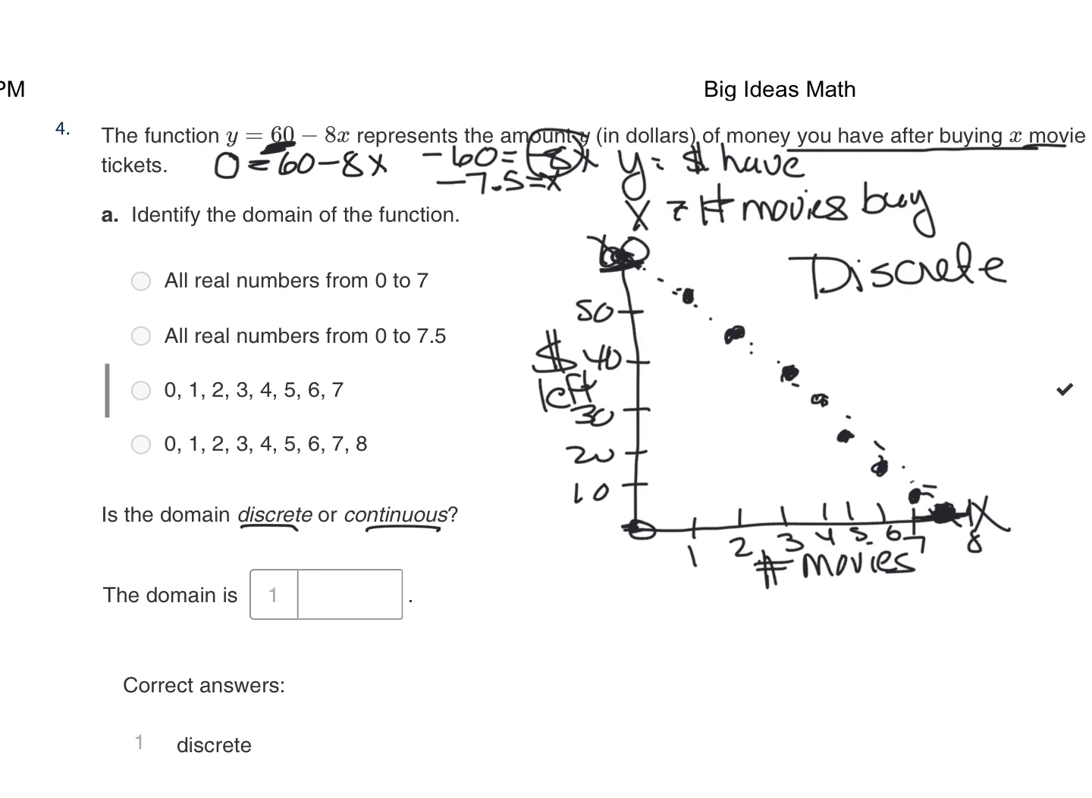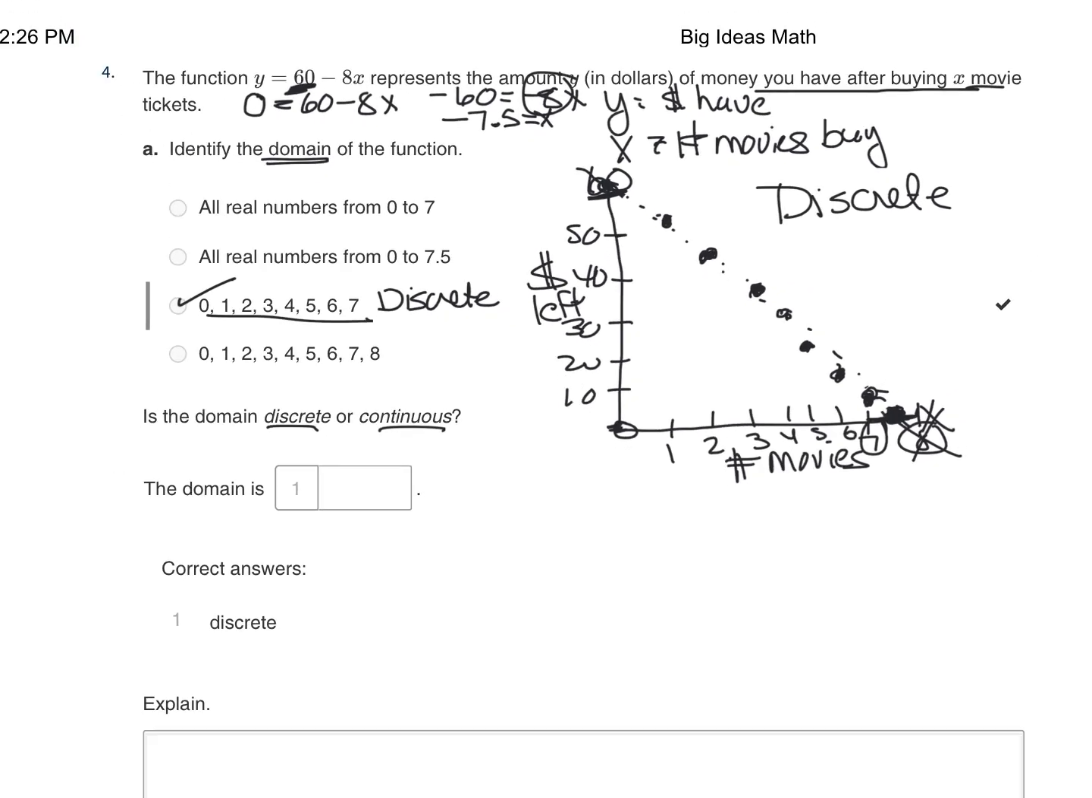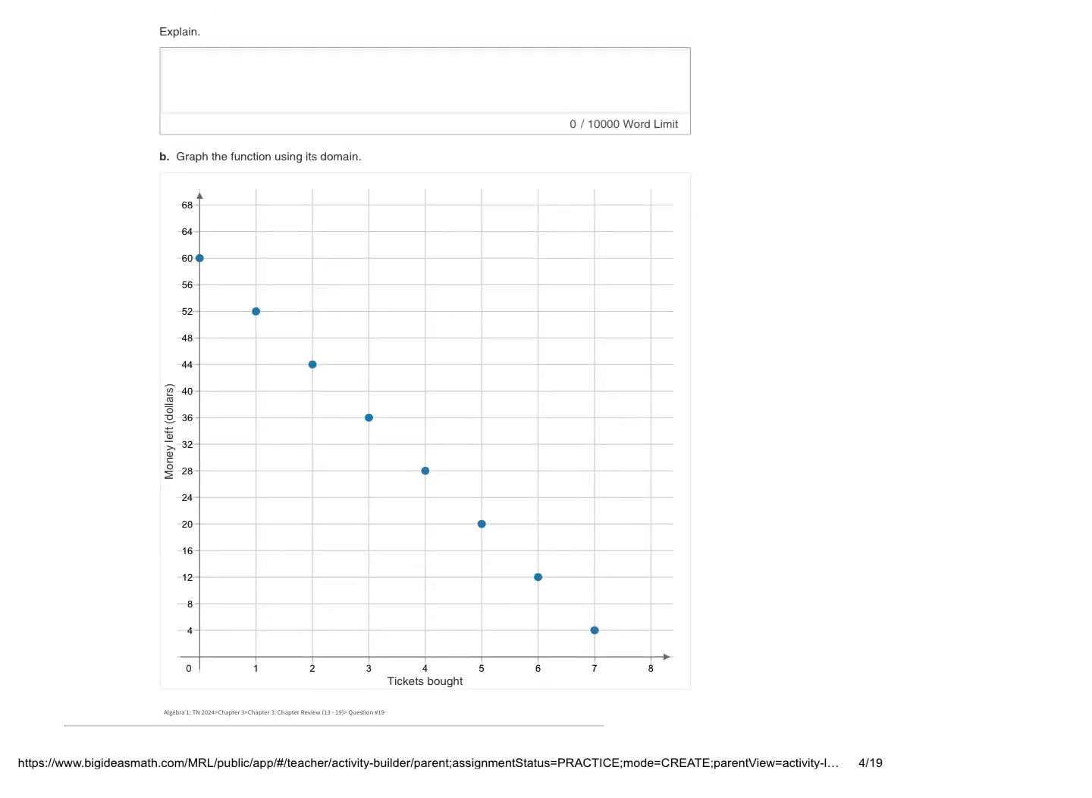Okay? All right, so what would my domain be? Can I buy 8 videos? No, but I can buy 7, right? So it's going to be here because it's discrete. There's your graph a little bit cleaner there.